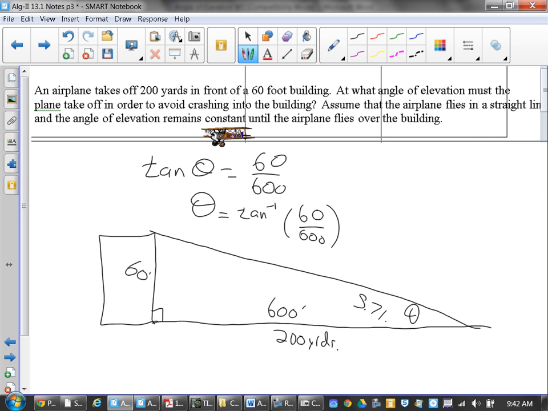Wait, how do you get 5.71? I keep getting 0.5729. Then you're not in degree mode. Press the button that says mode, and make sure you're in degrees. I am. Then you're doing it wrong. No, I'm not. Are you sure? Yeah. You want to bet?